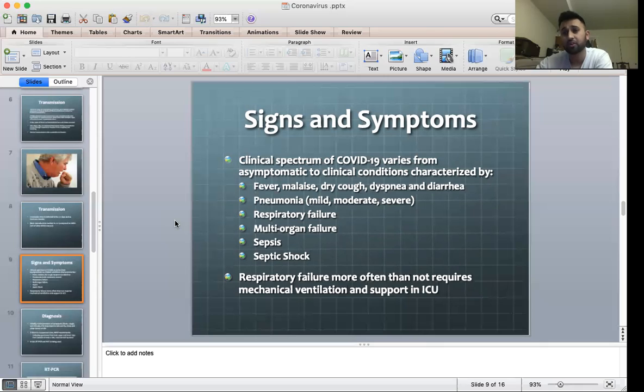So the only fear these days is that because there are so many cases popping up, the hospitals are concerned that there might not be enough ventilators or ICU beds available in the U.S. if it actually becomes that widespread in the U.S.